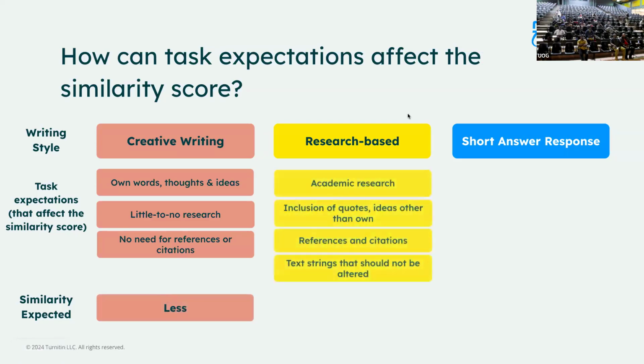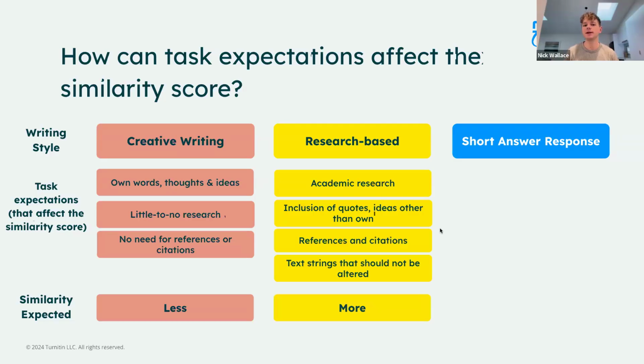If we compare that to a research-based assignment, the student is having to complete research, and that research is going to inform their writing. Because of that, they're probably having to include some quotes, ideas other than their own, including some references and citations. And because of the type of writing that is, which is a little more academic in style, they might be including text strings that should not be altered. For example, titles of laws, legal cases, names of places, names of publications, even just generally names of things. Depending on how long they are, will sometimes show similarity matching over them. So a research-based task, we are expecting to see more similarity there.